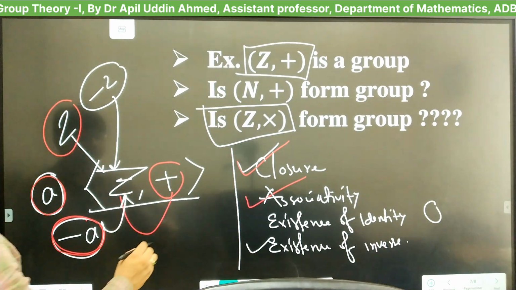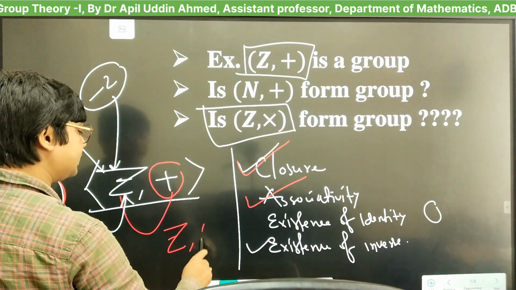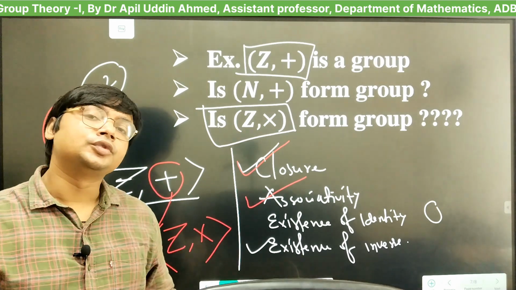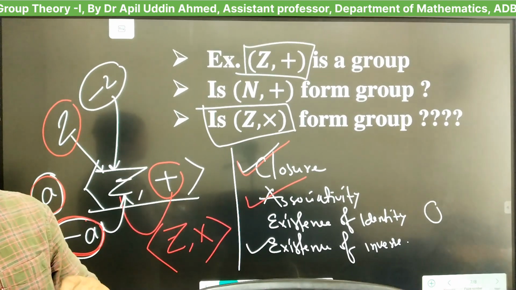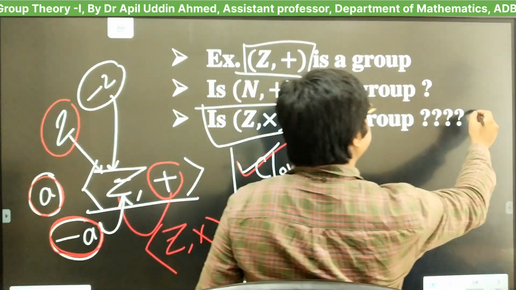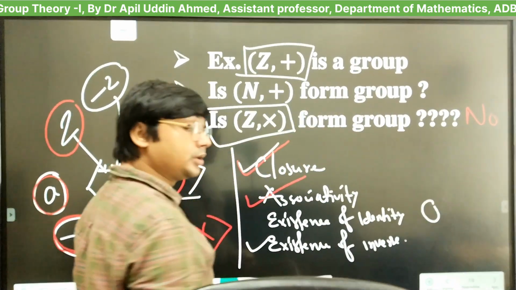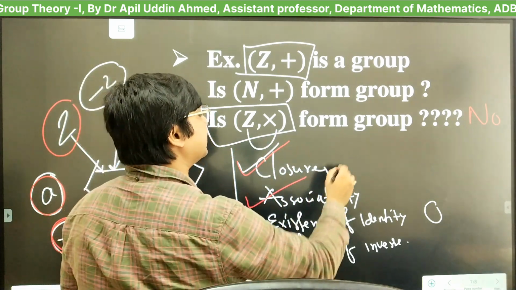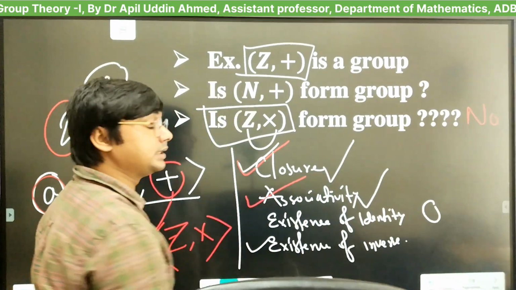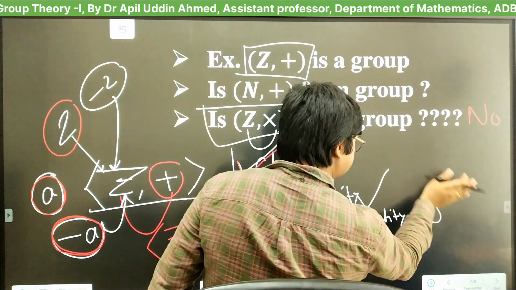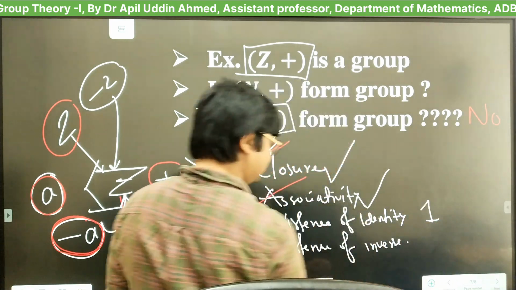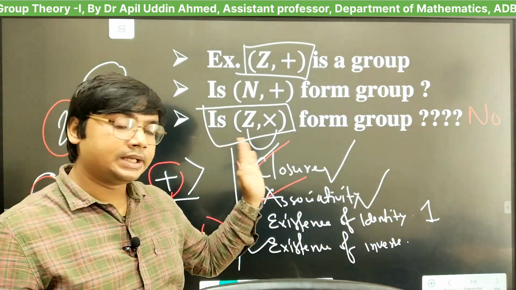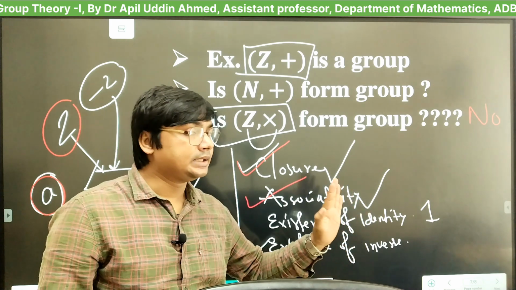Set of integers, but you must remember, with respect to multiplication. Now is it a group? No. Why is this not a group? You see here, this set of integers is closed with respect to multiplication. It will satisfy the associative property. It will also have the identity element, because 1 is the multiplicative identity and 1 is in Z. So the existence of identity also holds.